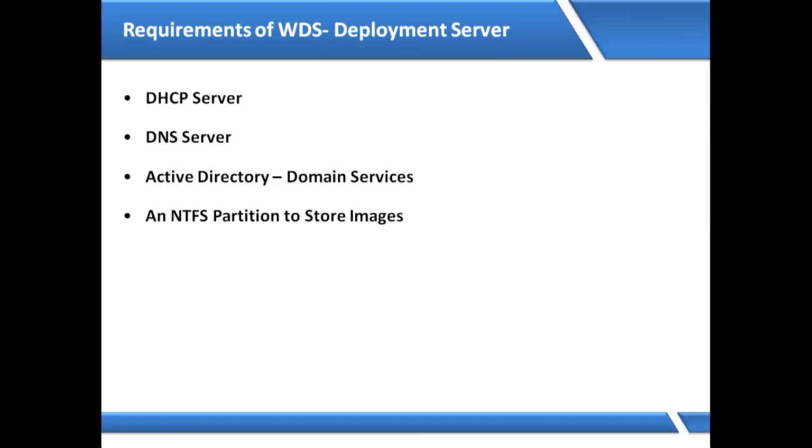Okay. After that, we can configure the WDS server. So why do we need DHCP, DNS, DC? We'll see in the next slide. We can easily understand why we need the partition to store the ISO image. Without that, you cannot install the OS. So now we'll see why DHCP is required, why DNS, and why DC in the next slide.